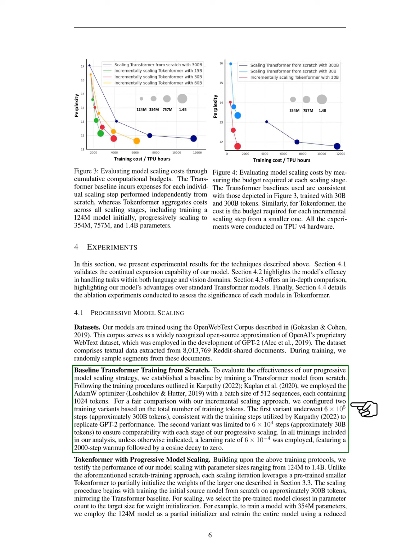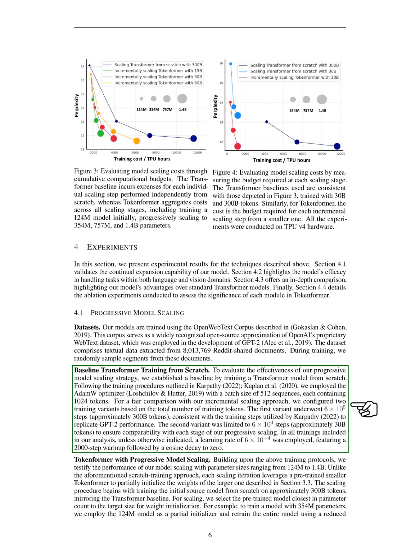We present the training costs for each scaling stage, showing that our method is much more cost-effective than training a transformer from scratch. Even when accounting for all scaling stages, our approach demonstrates lower computational costs, validating its effectiveness. Our progressively scaled model achieves a lower perplexity compared to a transformer trained from scratch with the same computational budget, highlighting our method's superior efficiency and scalability.